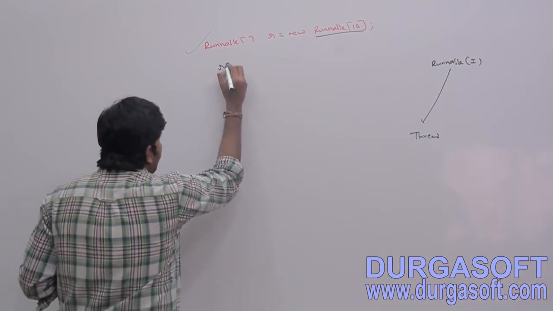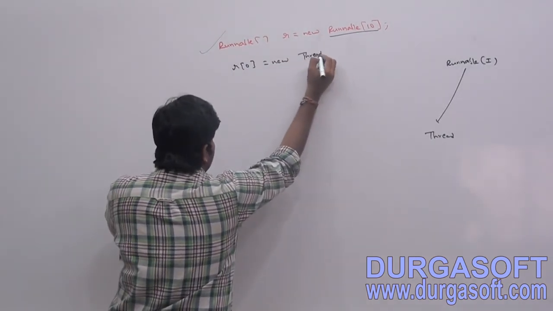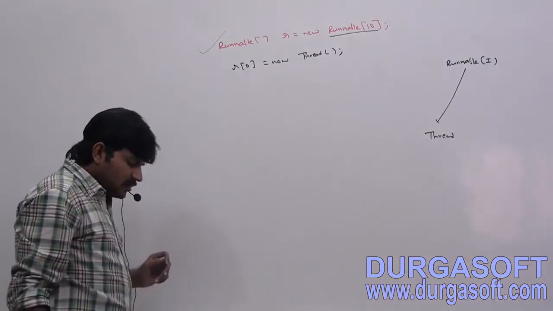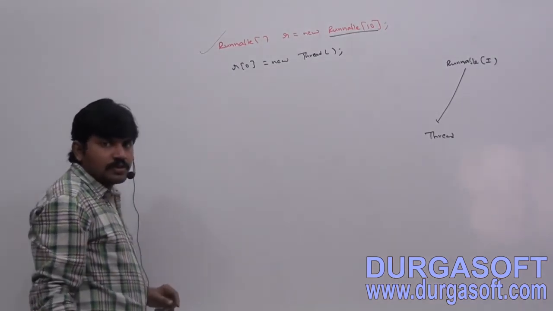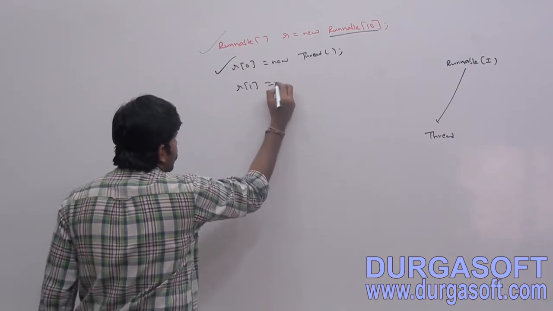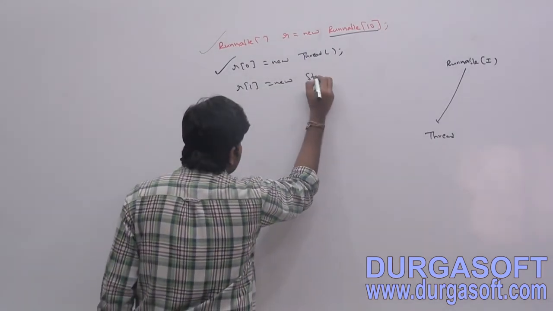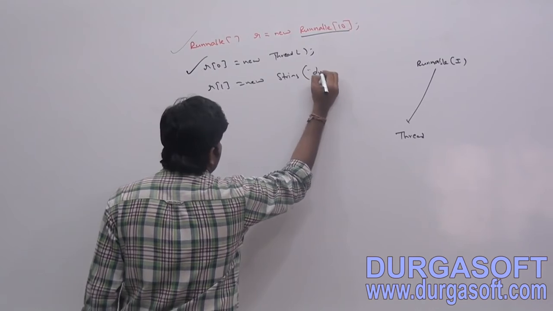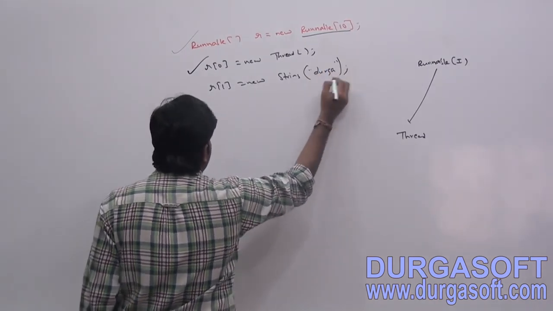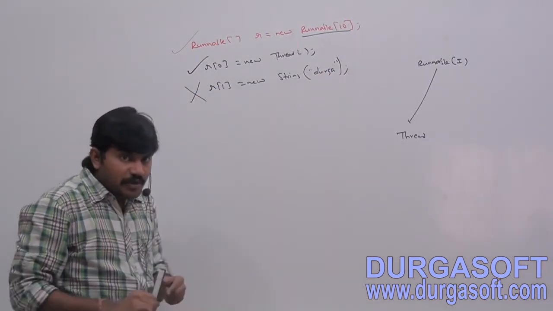Now R[0] = new Thread(), like this I am taking. Sir, is it valid or invalid? R[0] = new Thread() is valid. R[1] = new String("Durga"). Is it valid or invalid? Invalid, because String doesn't implement what?